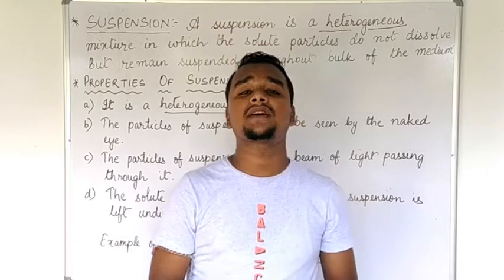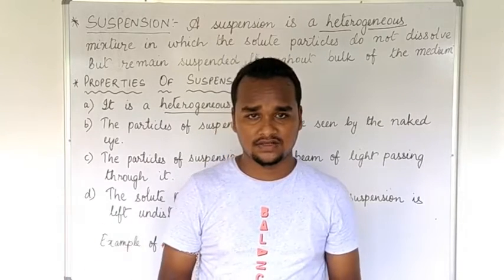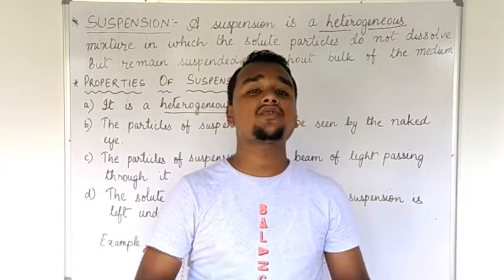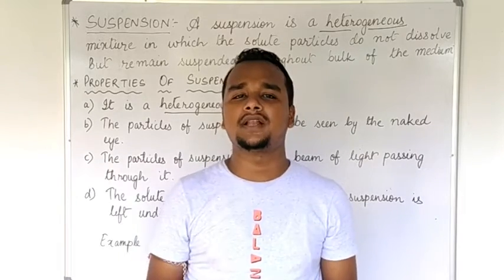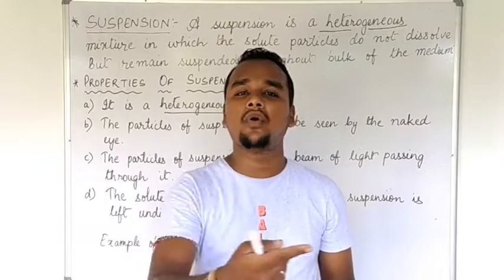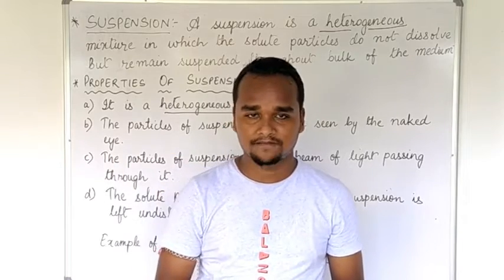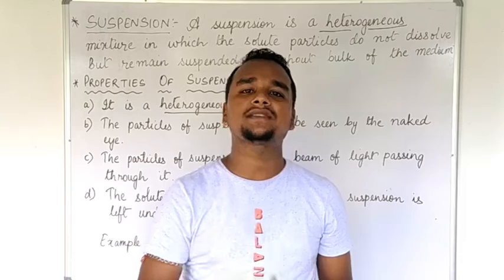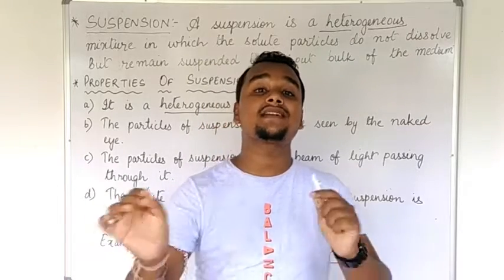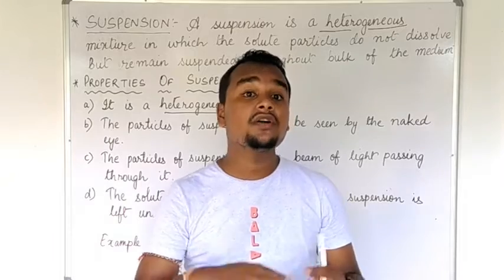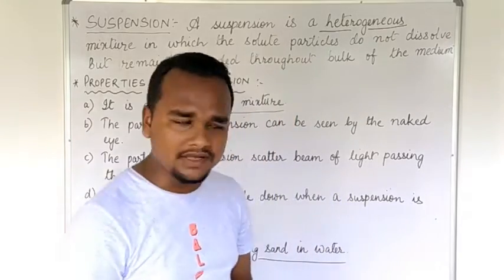Because the solid particles are not going to dissolve in the solvent. Okay? So since the solid particles are not dissolving in the solvent, what will happen to the solid particle? It will remain suspended in that whole solvent. Right? So when you try to pass light through a suspension, what will happen? The solid particle will scatter the beam of light passing through the suspension. I hope you have understood it.